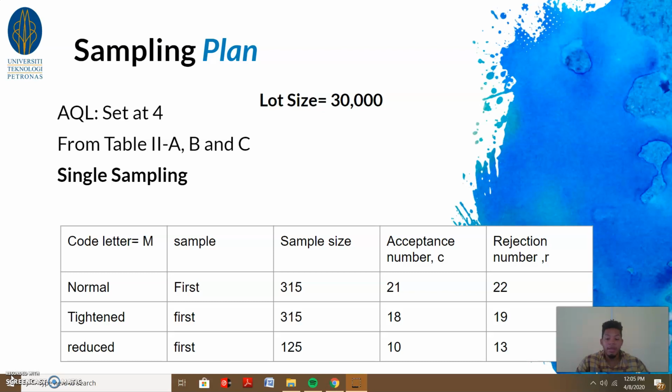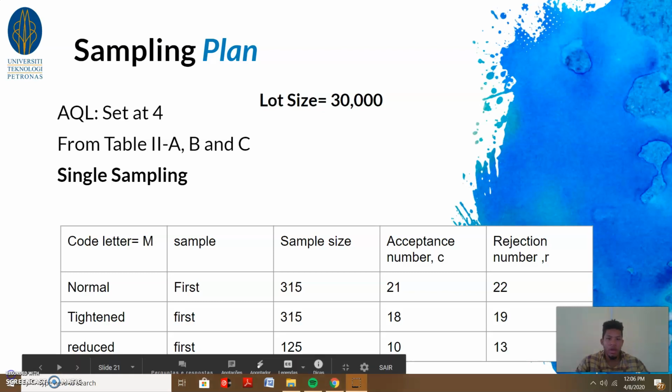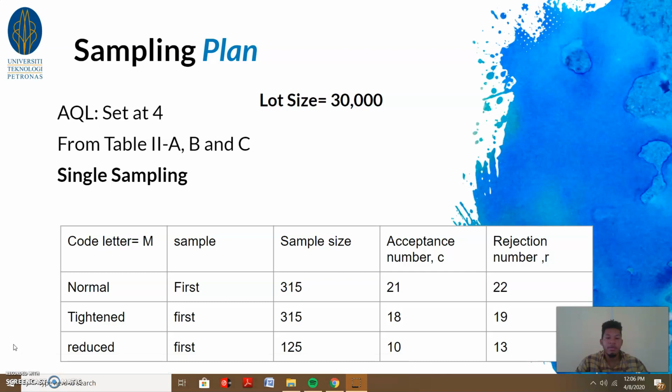A multiple sampling plan is an extension of the double sampling concept, wherein more than 2 samples may be required in order to reach a decision regarding the disposition of the lot. According to our lot size, our code letter is M, and for all different procedures we have done 3 different inspection levels: normal, tightened, and reduced.